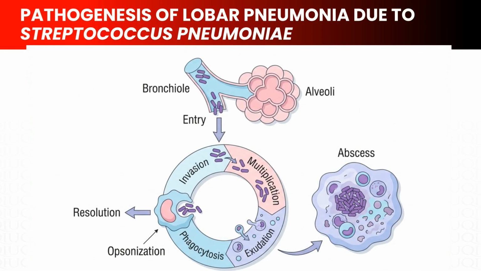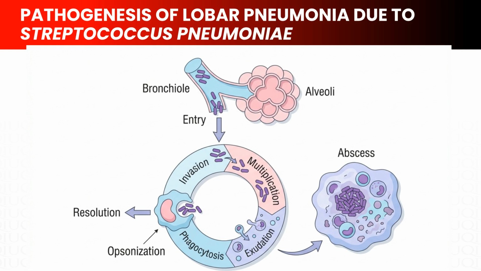Colonization. S. pneumoniae colonizes the nasopharynx using adhesins, for example pneumococcal surface proteins, and IgA protease to evade mucosal immunity, often asymptomatically, especially in children or following viral URI. Aspiration and invasion. Impaired mucociliary clearance, due to viral infection, smoking, or alcohol, allows aspiration of a large inoculum into the lower airways, bypassing upper airway defenses.